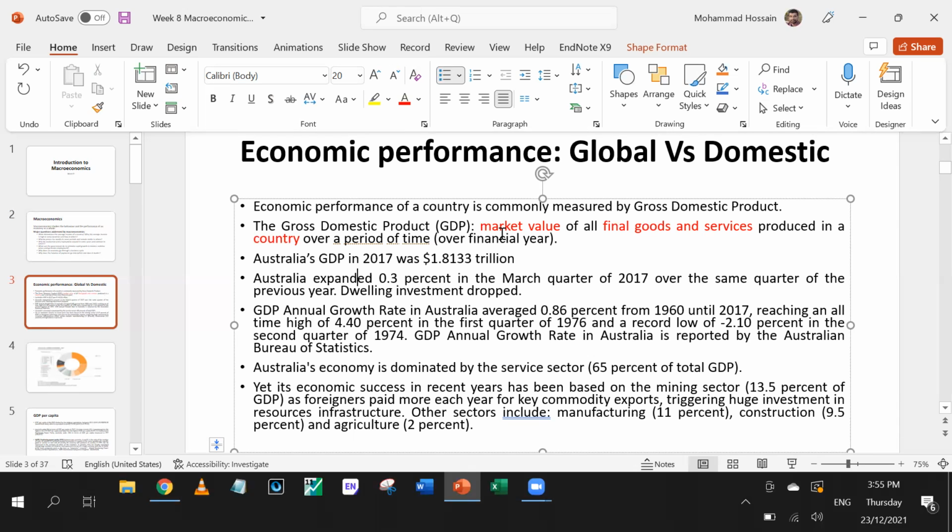So the GDP annual growth rate in Australia averaged 0.8% from 1960 to 2017. Look, 1960 to 2017 is around 57 years. In 57 years' time, Australia on average had growth every year. What we mean here is that even if you have a very small percentage of growth, if you have this consistently for a long time, it gives you a good score. Having 0.86 every year is really good.